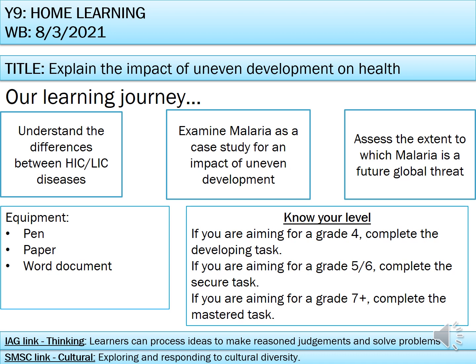So in the bottom left hand corner, you've got the equipment that you need today, so you just need to read through that so you know what you need for today. And then you've got your know your level on the opposite side, and that tells you which task you should be completing when you're completing the tasks you are asked to do.